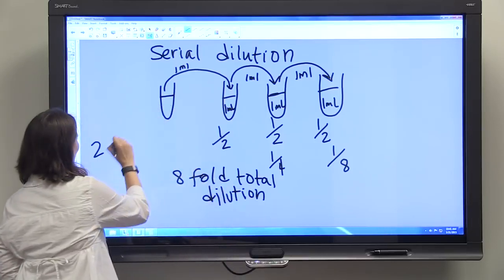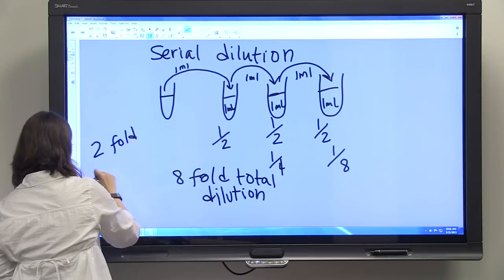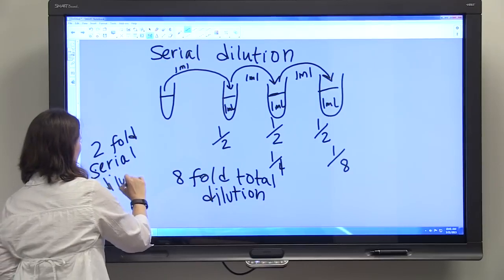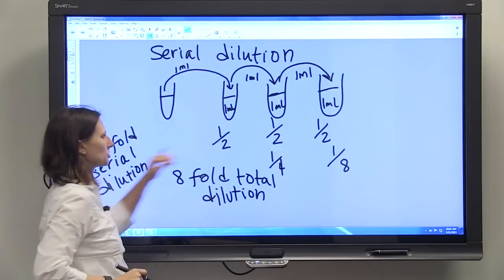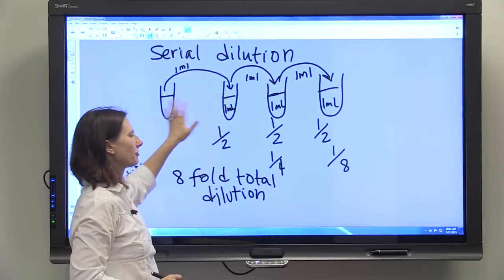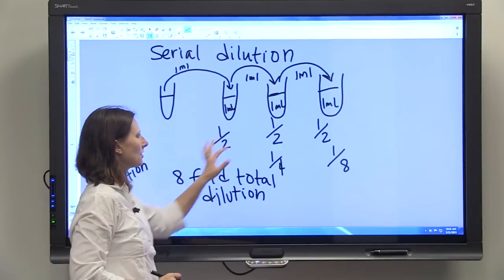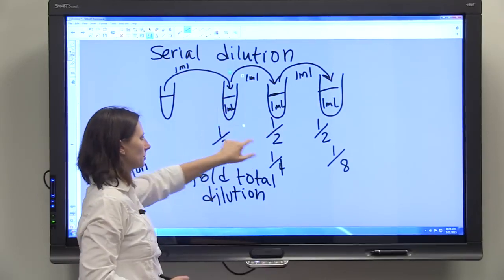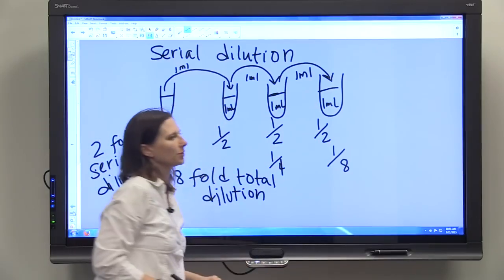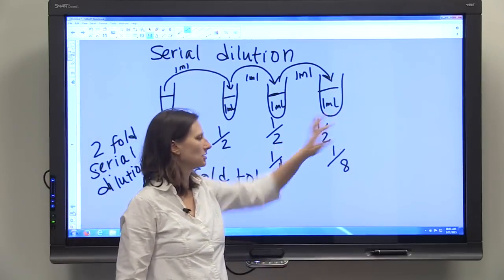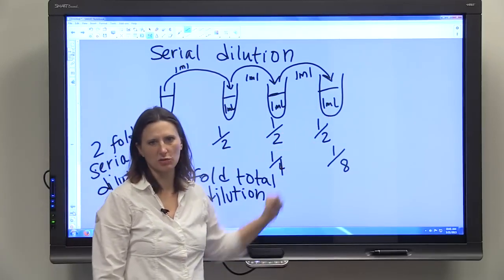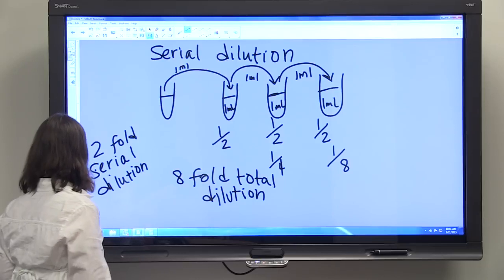It is a 2-fold serial dilution. Because each time the stock solution is being diluted, well, the first time the stock solution is being diluted 2-fold, the second time this first dilution is being diluted 2-fold, the third time this second solution is being diluted 2-fold. So overall, in your last test tube, you have an 8-fold dilution, but each time you're just doing a 2-fold dilution. So that's why it's called a 2-fold serial dilution.